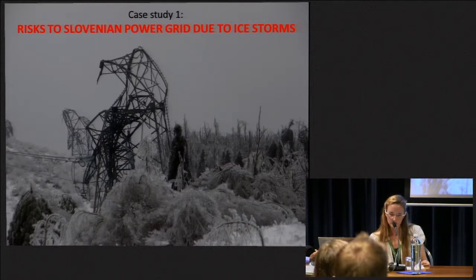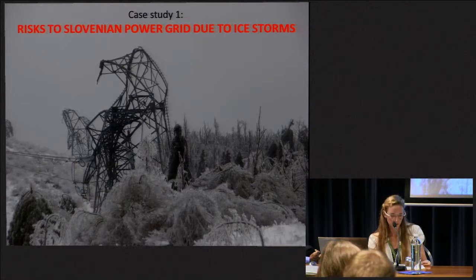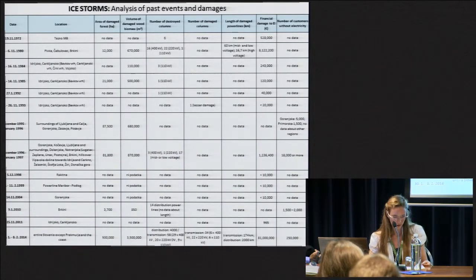In the first case study about risks to the power grid due to ice storms, we first gathered all the available data about past events and damages that they caused. This is shown in this table here. The data about icing events recorded by the Slovenian Environment Agency ARSO is available since 1961, and we obtained data about damages from the archives of transmission and distribution companies, as well as publications in media.